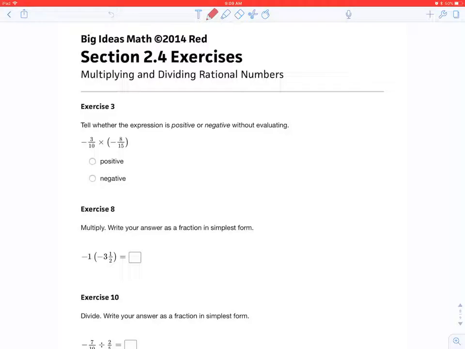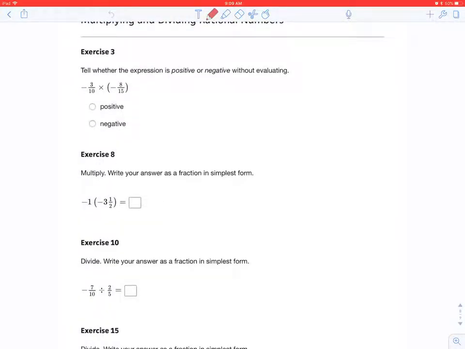Exercise 3 tells us it doesn't want us to actually calculate this out. It just wants to check your knowledge on whether you understand the positive and negative rules when multiplying anything, either fractions or integers. And just as a reminder, if we are multiplying the same sign, that's either a positive with a positive.